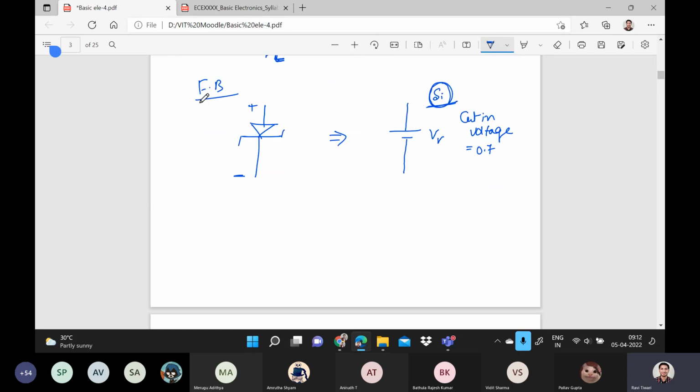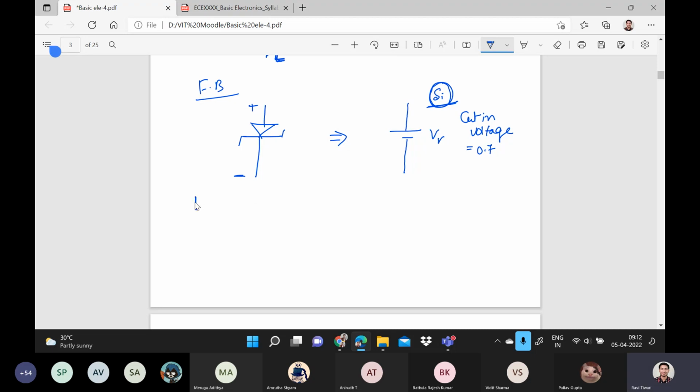So you know the procedure of solving the question in the normal PN junction diode. If it is forward bias, we were replacing it with a cut-in voltage. Here also you have to do the same thing. There we had germanium and silicon. Here you will have only silicon. The forward biased Zener diode is replaced by its cut-in voltage.